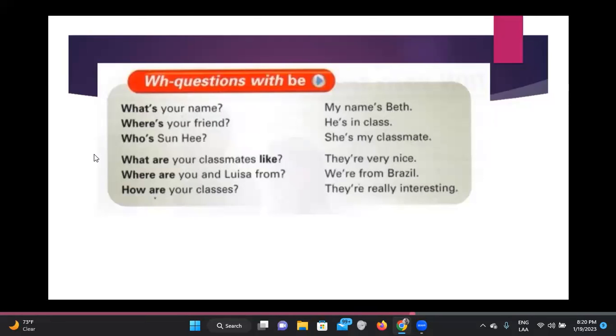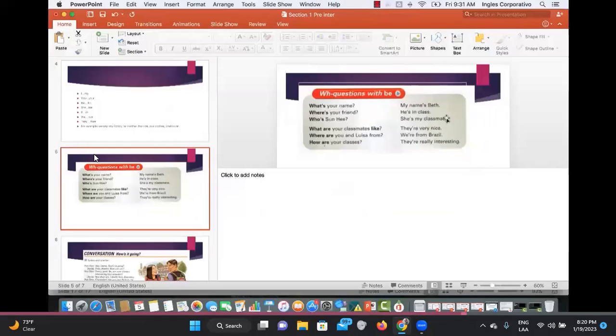They're really interesting. When we use WH question words, we want to know more information. Therefore, your answer cannot be yes or no. It is necessary to know the meaning of each word so you know what you're being asked. This way, you will be able to give a correct answer.